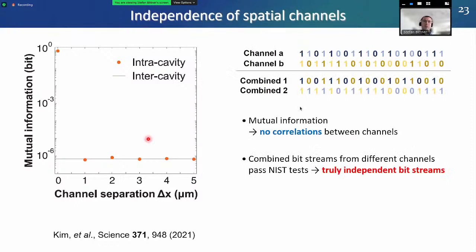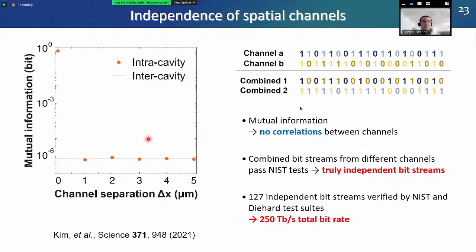In addition, we also combine the bit streams from different spatial channels. So we take the even bit from one channel and the odd bit from another channel, and we ran the statistical test suites on these combined bit streams. And these combined bit streams also pass the tests, which demonstrates that there are no short-range correlations which would be detected by these tests. And thus we are able to extract in total 127 completely independent bit streams, which yields a total bit rate of 250 terabit per second.